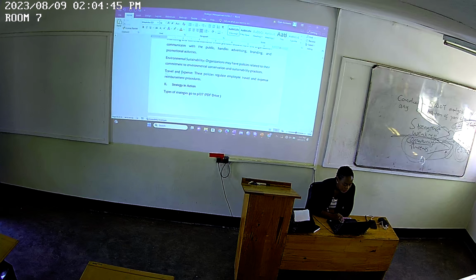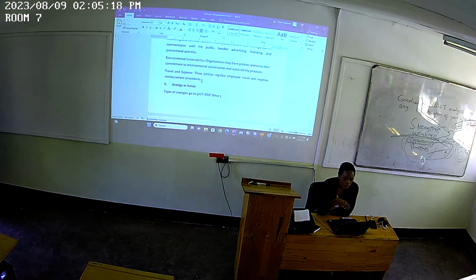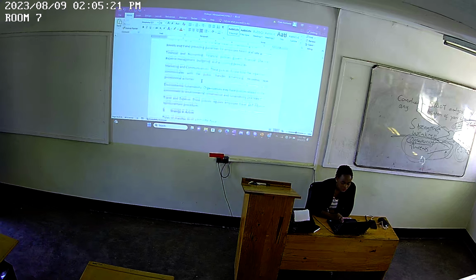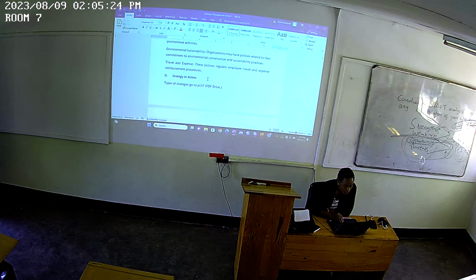Like this one, travel and expense. These policies regulate employee travel and expense reimbursement procedures. So if you travel, maybe if you are using your car, what should an organization do? The organization is supposed to give you back your fuel, or other allowances for wear and tear. They give you more than what you have used because they understand you are using your car, there's wear and tear. So that's it on the things that you are supposed to know of strategic management.